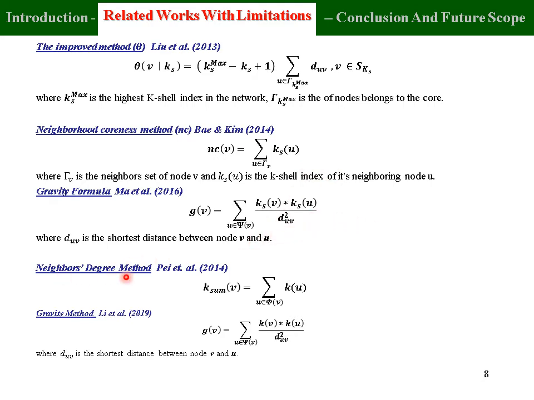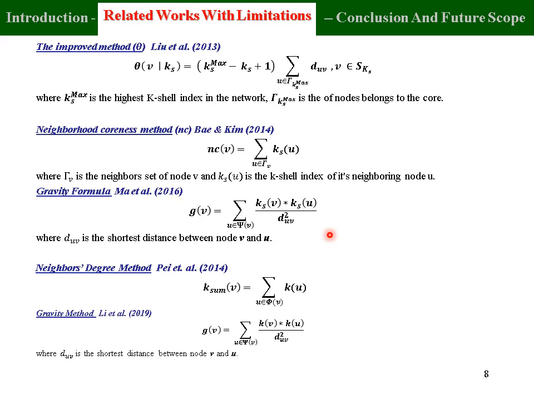Now neighbors degree. This is proposed by Pei et al. in 2014. Here what they have done is similar to the neighborhood coordinates. Here they have computed an aggregate over the neighbors' degree. Their assumption is that if the degree is high, then that node is important, and if all the neighbors of a node are important in terms of degree, then that node is also important. So they have computed the sum of the degree values of a node's neighbors and assigned it as the neighbors degree measure, and based on that measure they have ranked the nodes.